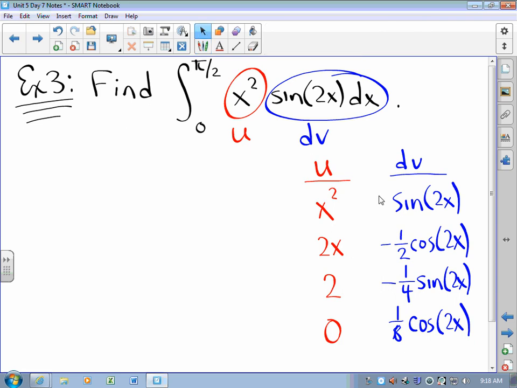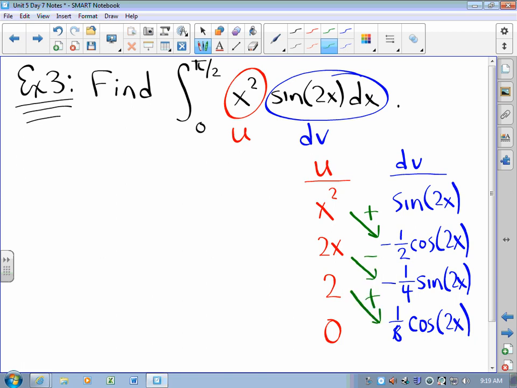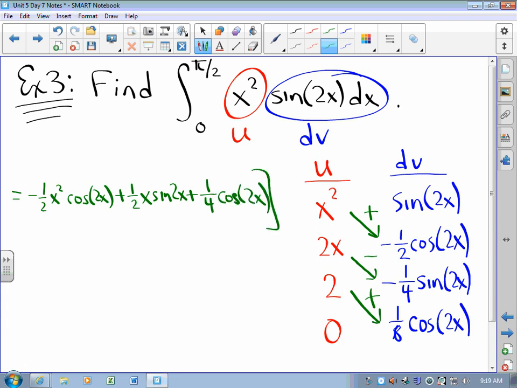And so how does this go? Take that product, keep the sign. Take that product, change the sign. Take that product, keep the sign. And so what have I got? I've got a negative 1/2 x squared cosine of 2x minus a negative 2/4 x sine 2x plus a 2/8 cosine 2x, evaluated between 0 and pi over 2.